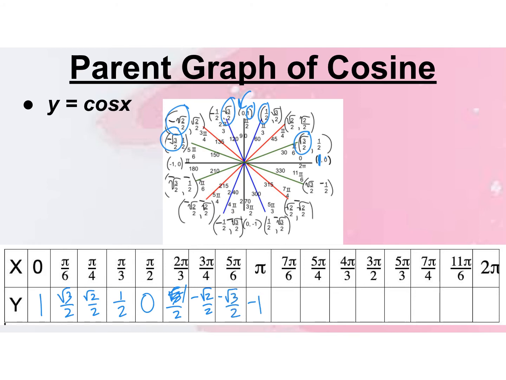I'm in the third quadrant, so cosine is still negative. I'm at the bottom, so cosine here is 0. And then we're in the fourth quadrant, so these are going to be positive values. And then that's going to bring us back to 1.